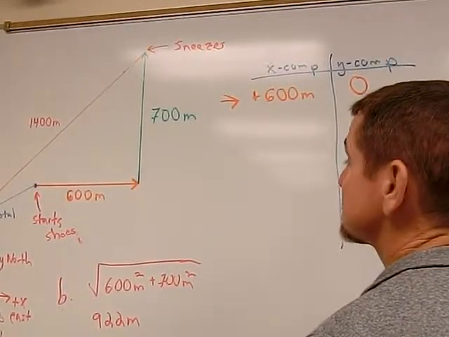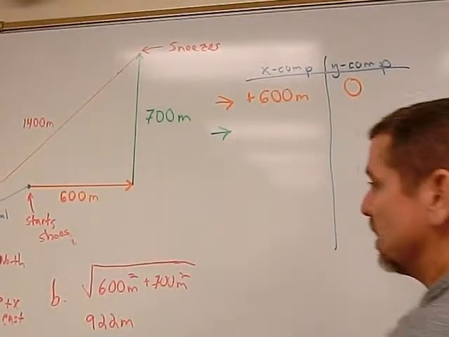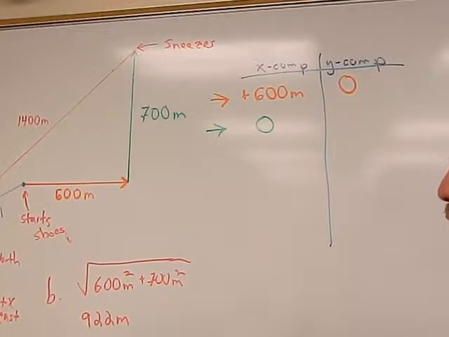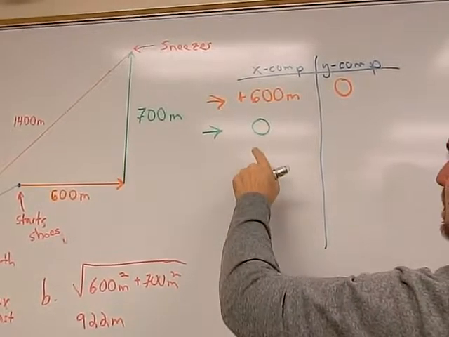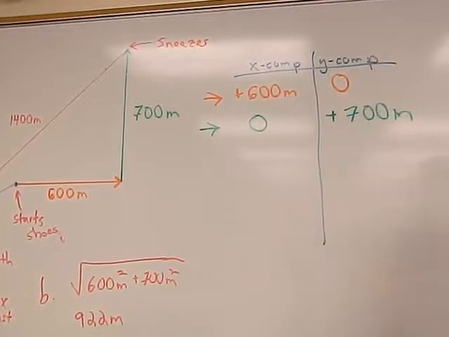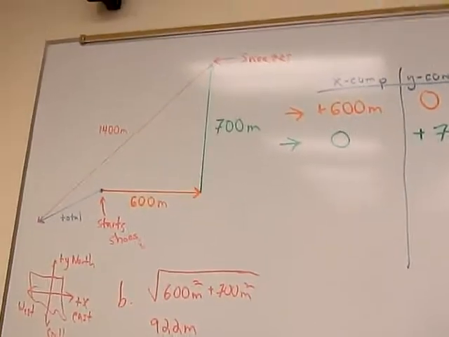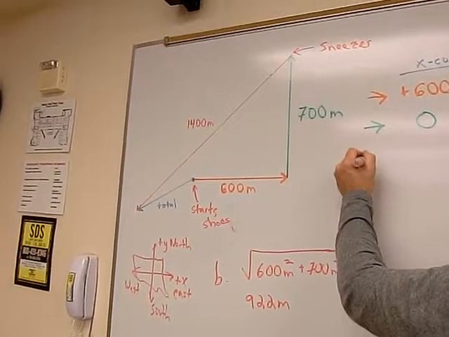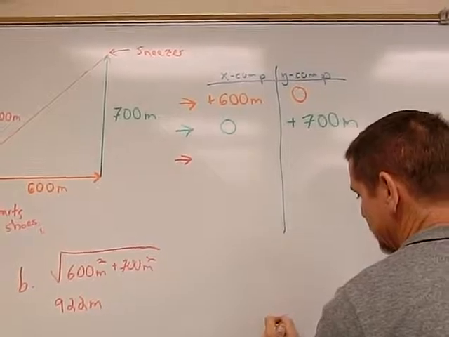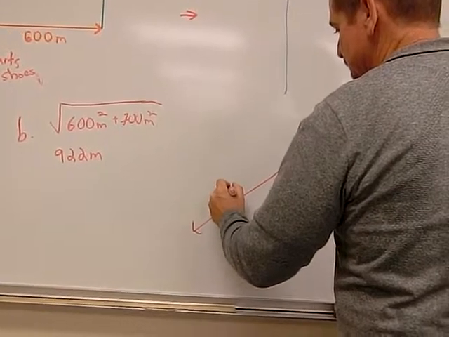Similarly, the 700-meter one is also pretty easy because it's all up-down. It's all north. So it has no horizontal component, and its y component is going to be in the positive direction, positive 700 meters. Okay, the red one, the 1,400-meter one, is going to be the painful one. So we have to do a little work for it. I'll redraw its triangle, scaled down a little bit, so it looks something like that. It's 14.